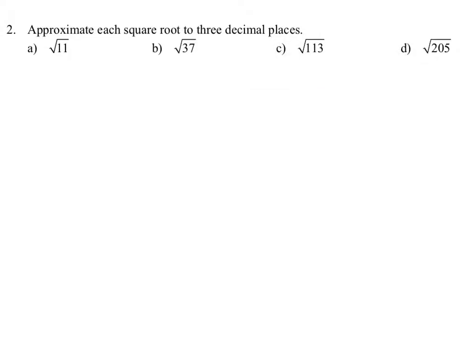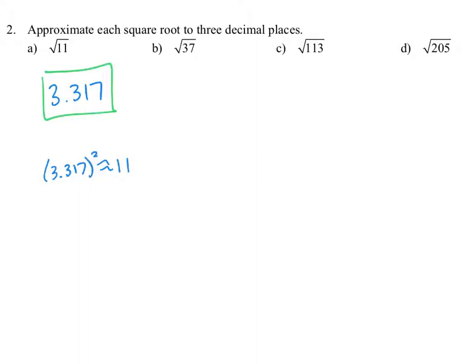So let's approximate each square root and round to three decimal places using our scientific calculators. The square root of 11 is 3.317 when you round it to three decimal places. And the way you can check that is to take 3.317 and raise it to the second power, and you should get something very close to 11. Since we rounded 3.317, it's not going to give you exactly 11, but it should give you something very close. So our answer is 3.317.